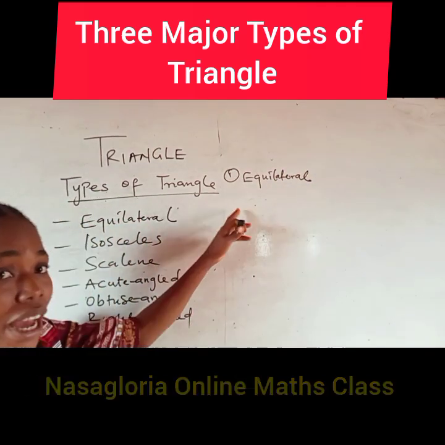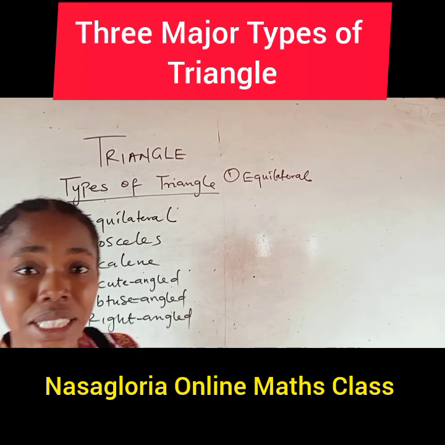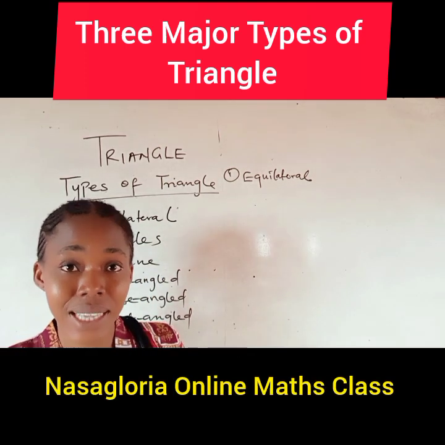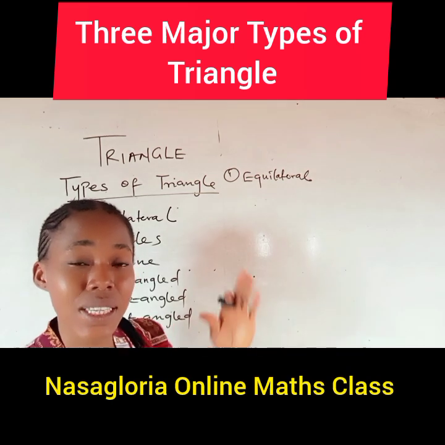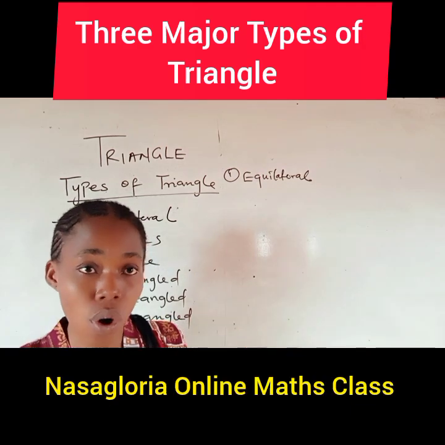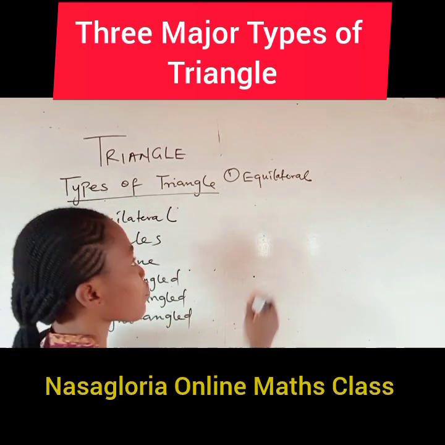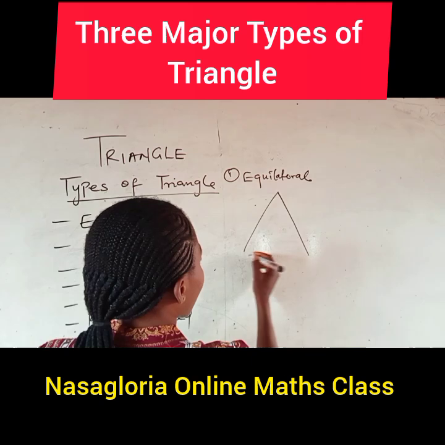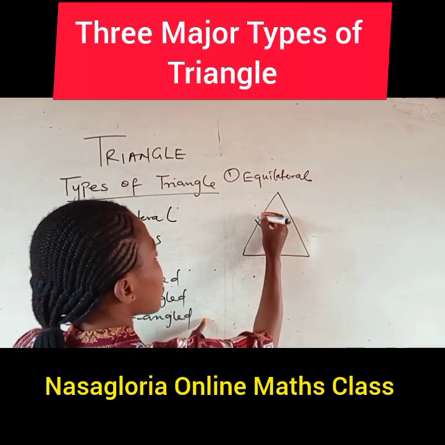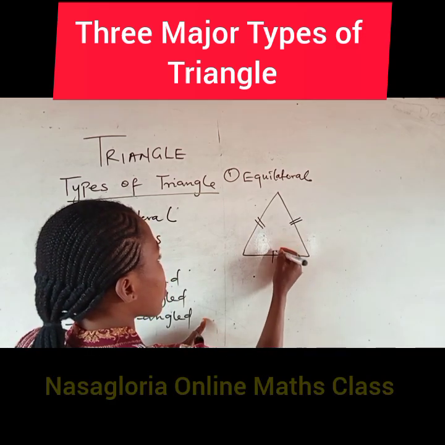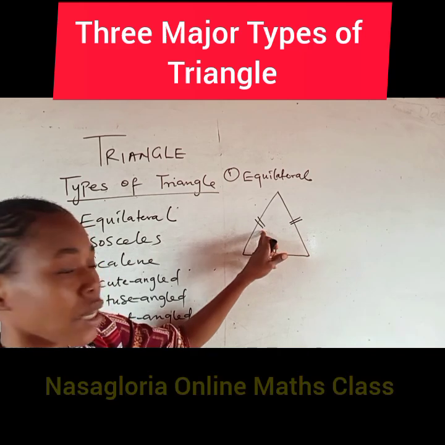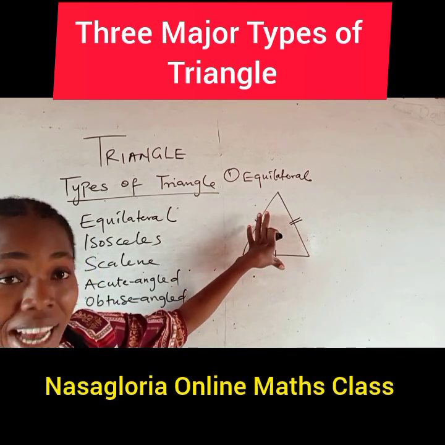Okay, equilateral triangle. Equilateral triangle is a type of triangle that has all the three sides equal, which means in this type of triangle, all the three sides are equal in length. Do you get it? This is an example. So we have something like this. Okay, the two strokes I gave it mean that the three sides are what?